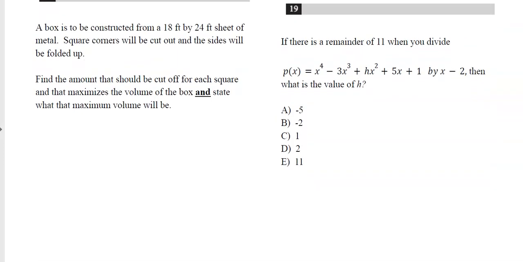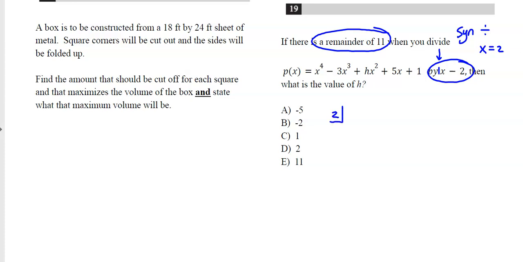Number 19. I like this problem. This is kind of a challenge type question. It says, if there is a remainder of 11, so that's my clue, and you divide that function by x minus 2, well, because there's a 1 here, I know I can do synthetic division, and since it's x minus 2, I'm going to use x equals 2 for my division. The function coefficients are 1, -3, h, 5, and 1. And my other last clue is I know the remainder is 11.